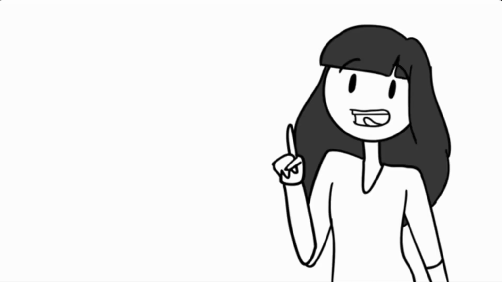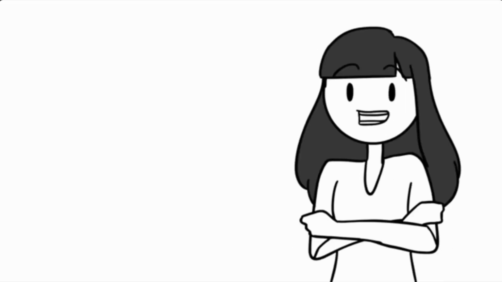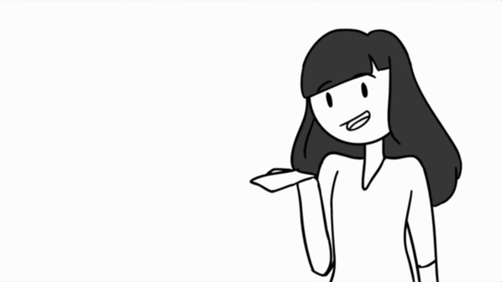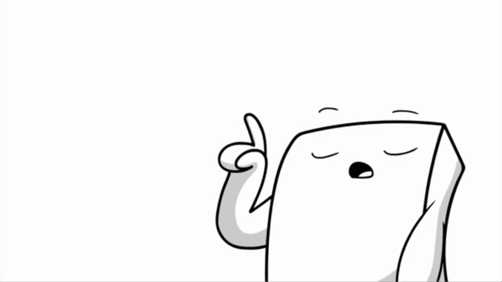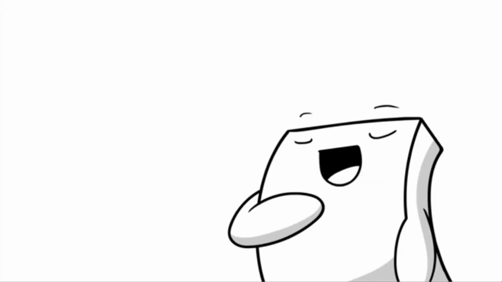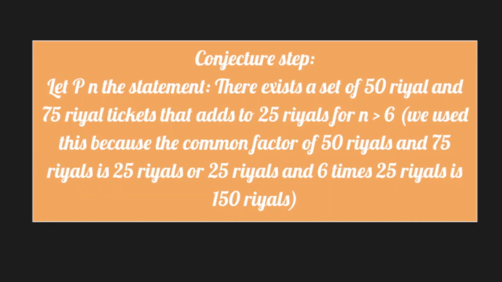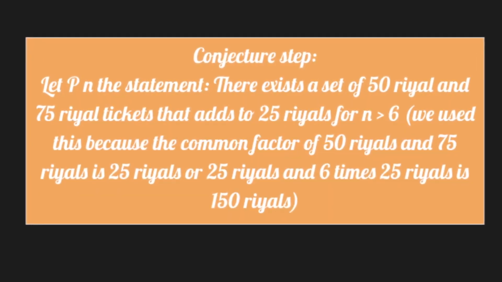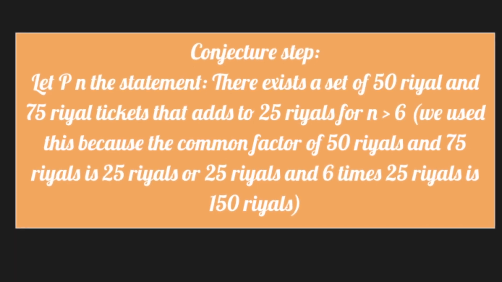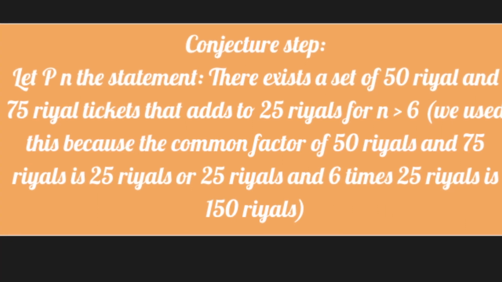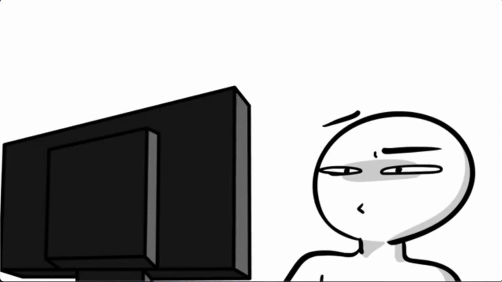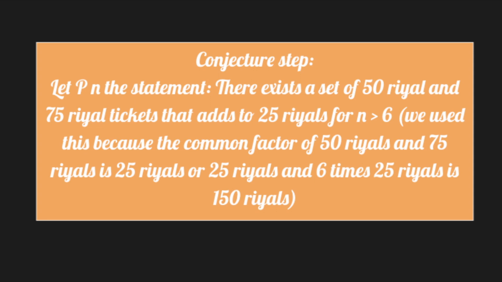To solve this problem, we're going to use 5 steps. You have conjecture step, anchor step, inductive hypothesis, inductive step, which has case 1 and case 2, and then conclusion. So the first step would be conjecture step. Let P sub n be the statement. There exists a set of 50 real and 75 real tickets that adds to 25 reals times n for n is greater than 6. We need this because the common factor of 50 reals and 75 reals is 25 reals, and 6 times 25 reals is 150 reals.